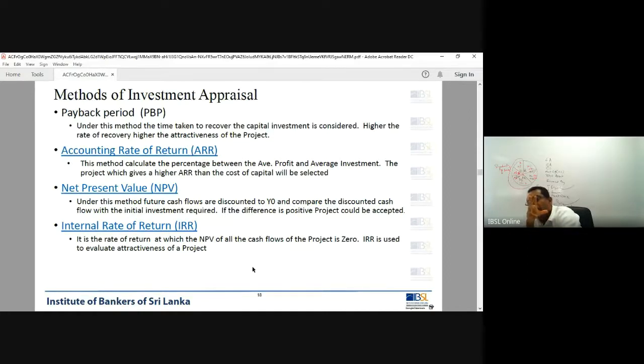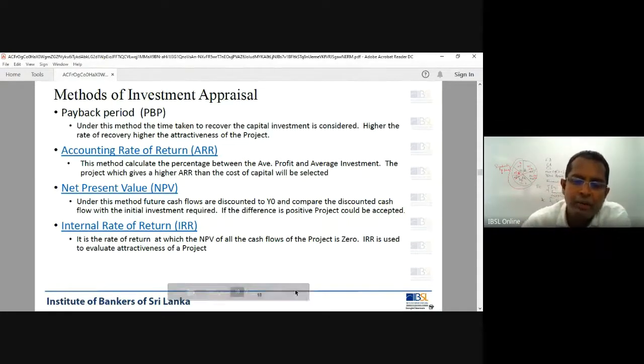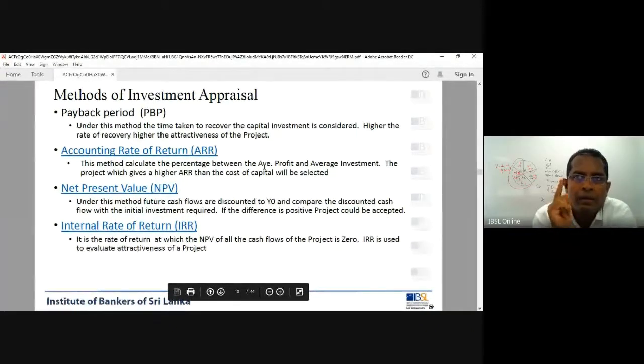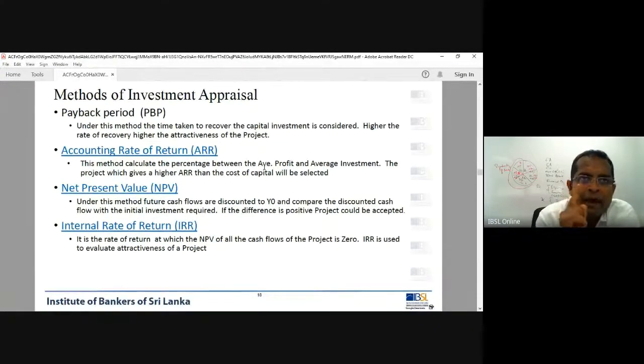Payback period: whichever project returns my money faster is the best project. I don't consider anything else. Under this method, the time taken to recover the capital investment is considered. Higher the rate of recovery, higher the attractiveness of the project.